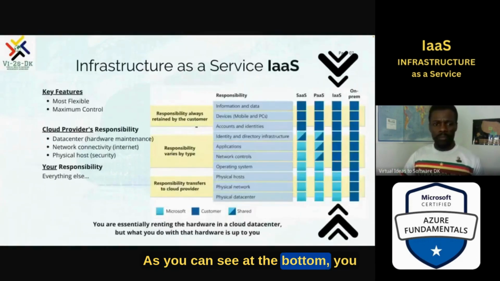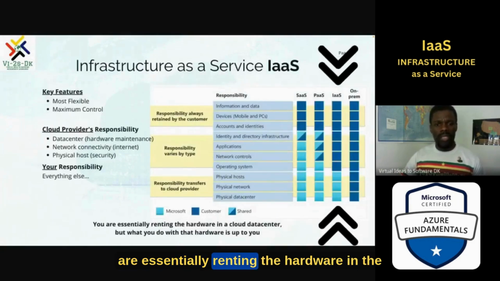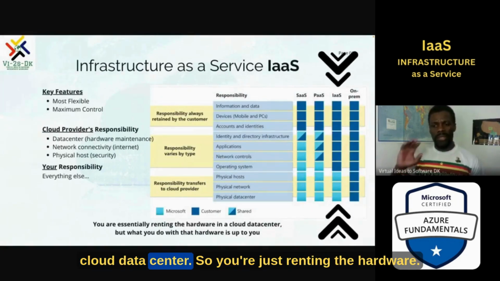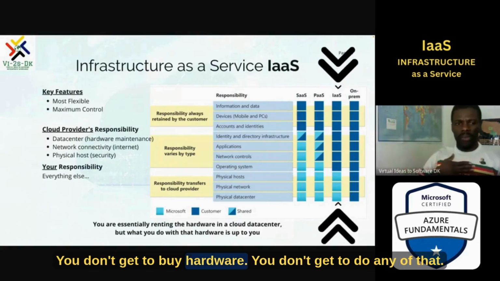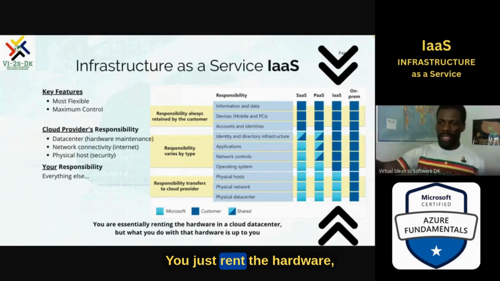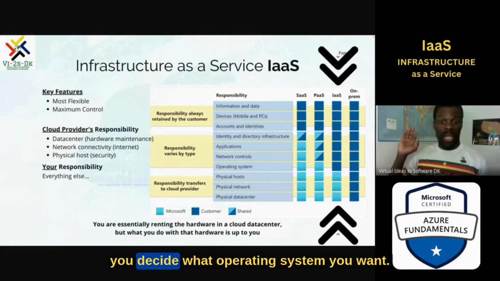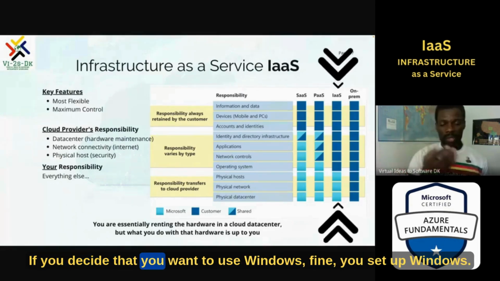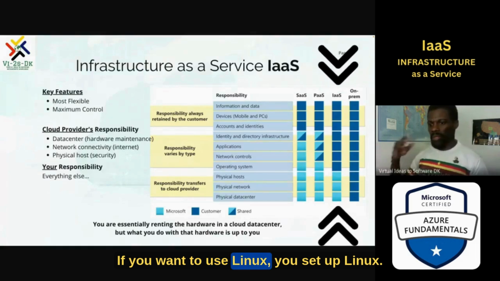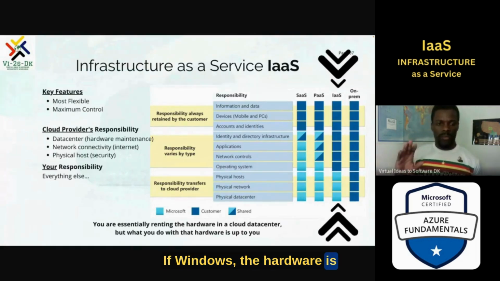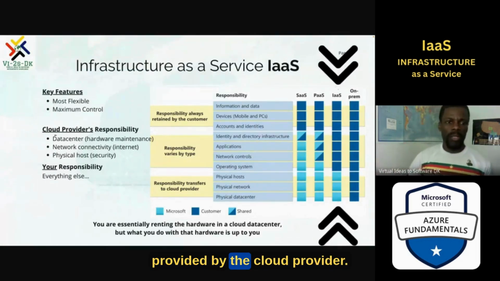As you can see at the bottom, you are essentially renting the hardware in the cloud data center. So you're just renting the hardware. You don't get to buy hardware. You don't get to do any of that. You just rent their hardware, and then you decide whatever you want to do with it, whatever program you want to add, whatever operating system. If you decide that you want to use Windows, fine, you set up Windows. If you want to use Linux, you set up Linux. Only the hardware is provided by the cloud provider.